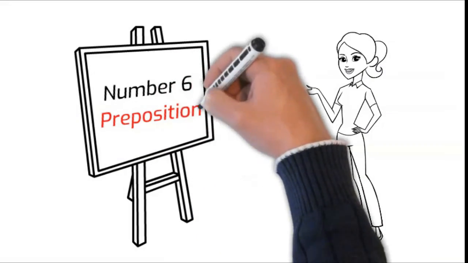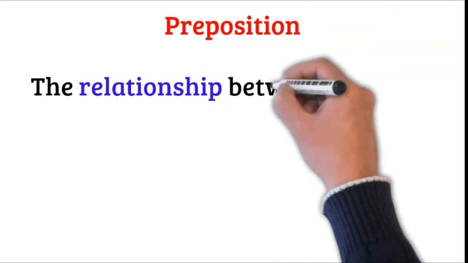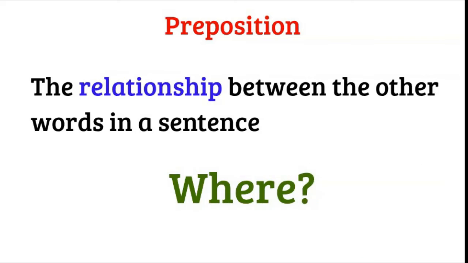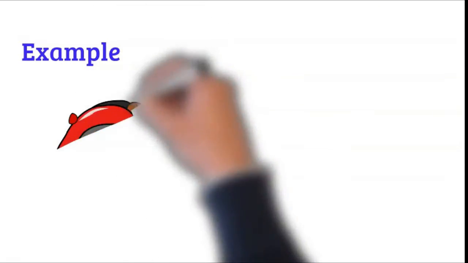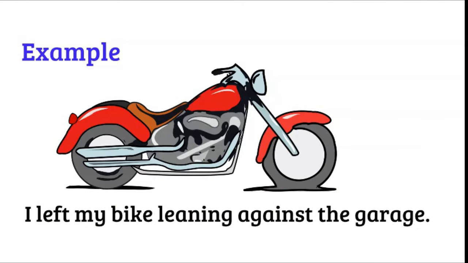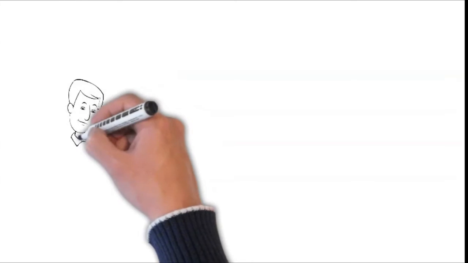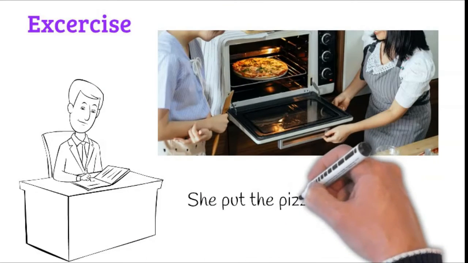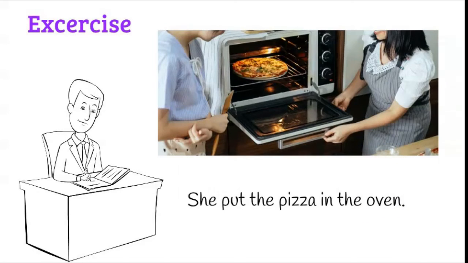Number 6. Prepositions. Prepositions tell you the relationship between the words in a sentence. It simply answers the question where. Here is an example. I left my bike leaning against the garage. In this sentence, against is the preposition because it tells us where I left my bike. Identify the preposition in the sentence and comment the answer below. She put the pizza in the oven.